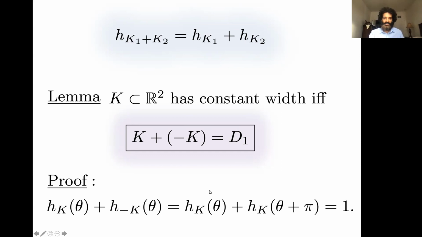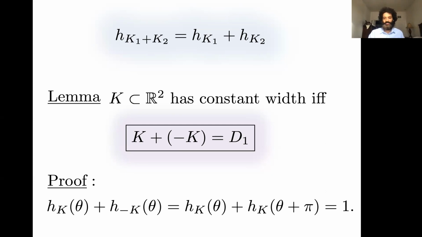And conversely, if I have H of K plus H of minus K at theta equal to 1, well, 1 is the support function of the unit disk, because if I go from the origin to any point on the edge of the unit disk, looking at a supporting line, that's just going to be distance 1. This is perhaps too quick a proof, but it really contains all the intuition we need to at least believe this assertion might be true.